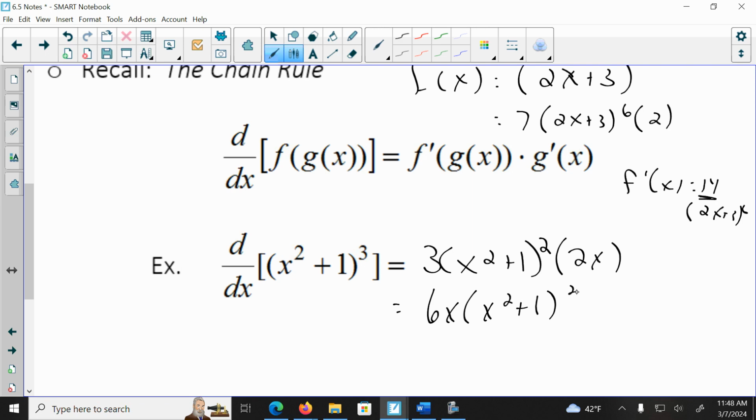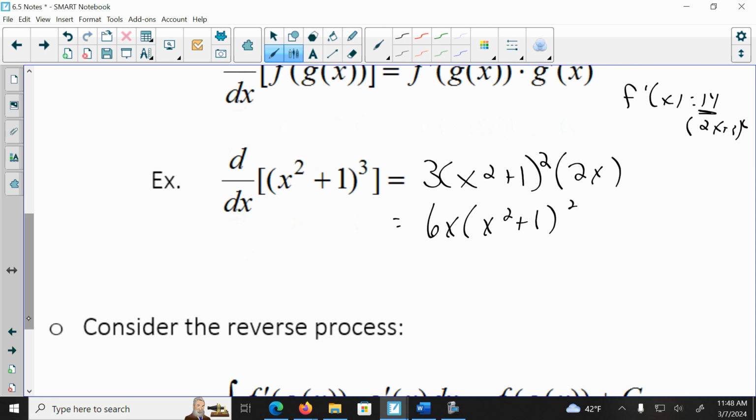Do you remember writing f of g of x? Do you remember writing composite functions like that? So when I do this, f of x is going to be the outermost function. In this case, the formula for f of x is raising something to the third power. What's inside, the g of x, is going to be that x squared plus 1. So you're going to have to be able to take these functions and separate them into the inside function and the outside function.